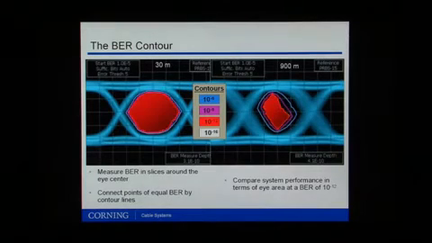We can compare system performance at our level of interest, which is 10 to the minus 12. One eye has an area of about 40%, the other about 13%. So one eye is performing about 3 or 4 times better than the other.